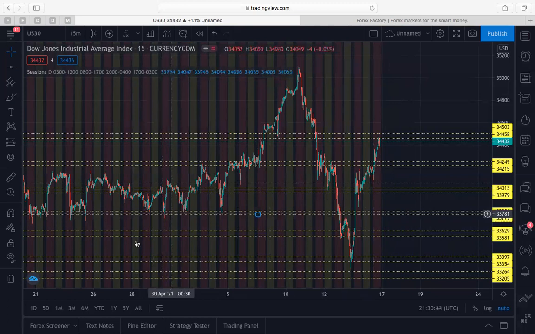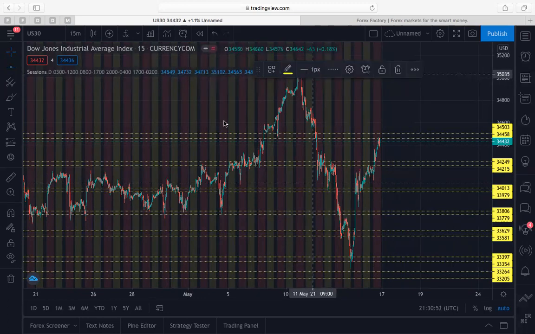Basically, that's just how I trade. It is literally that easy. All you have to do is take your zones and wait for your trades to get there. Okay, it's literally that easy.